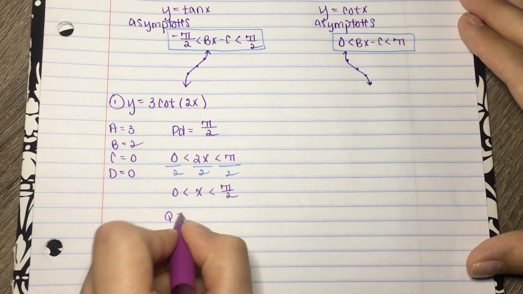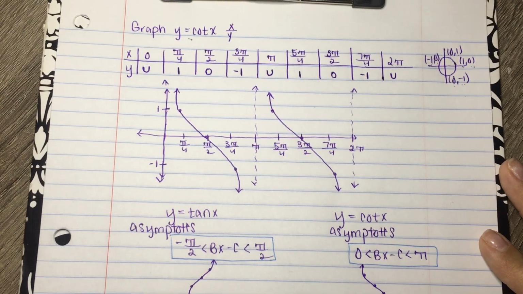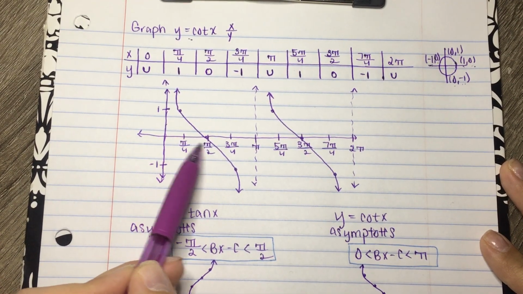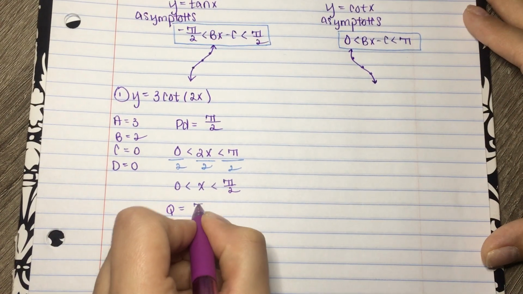All right, and then calculating our quarters is the same way. We still have these 5 key characteristics: asymptote, point, point, point, asymptote. So we're still taking that full period and dividing it by 4.